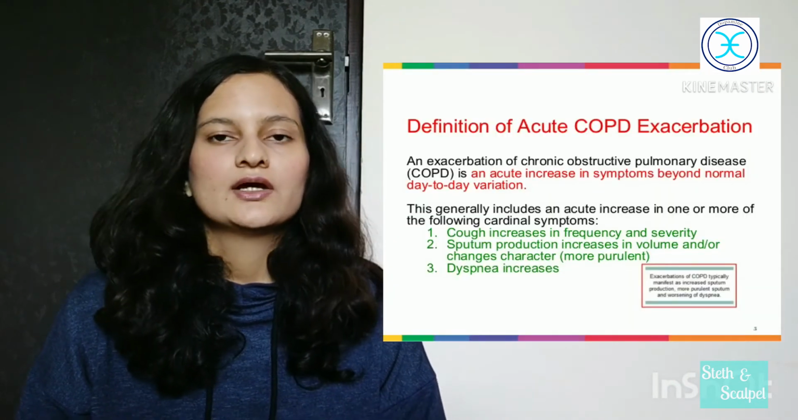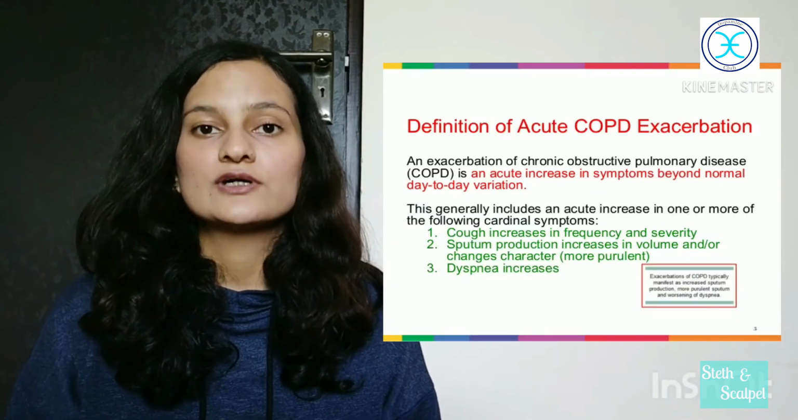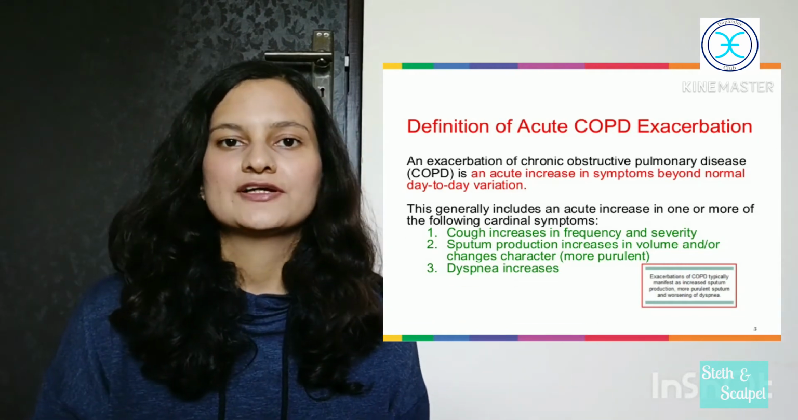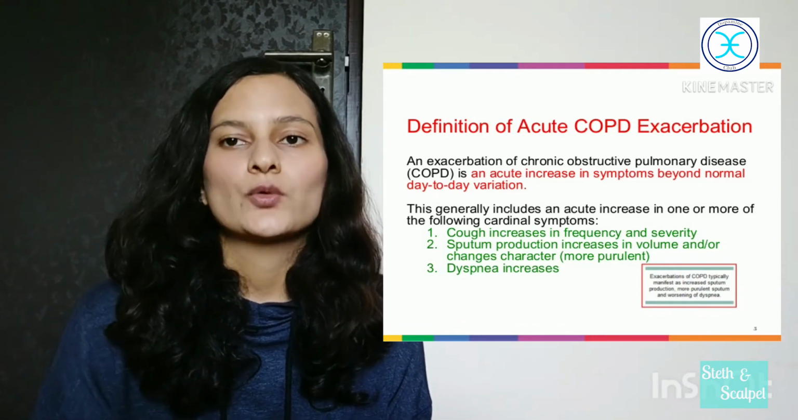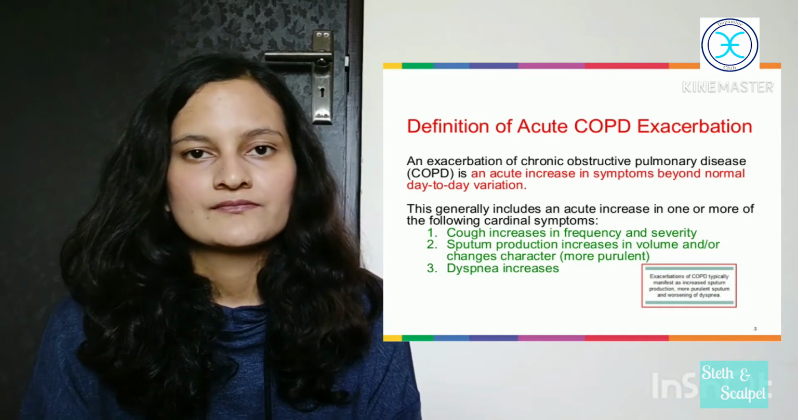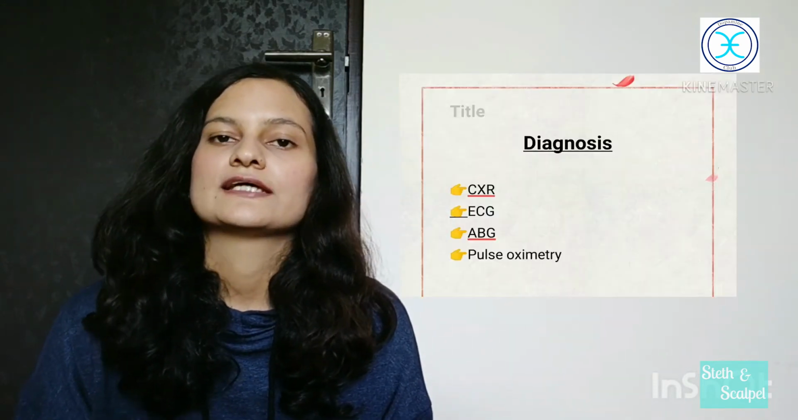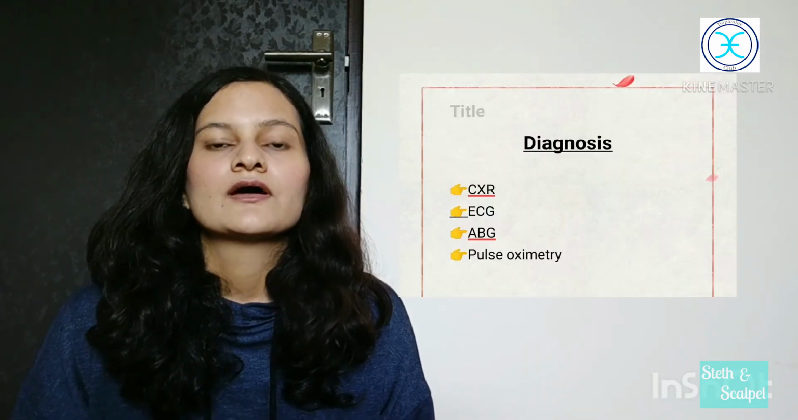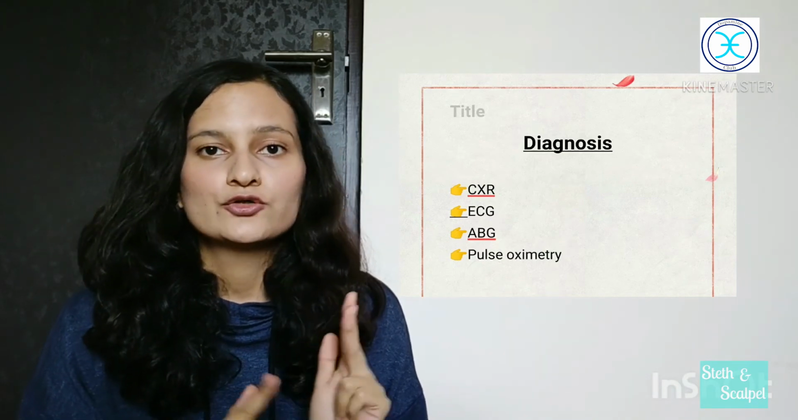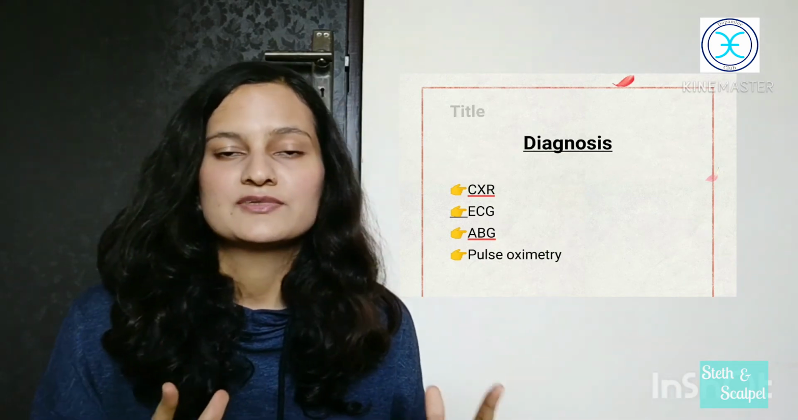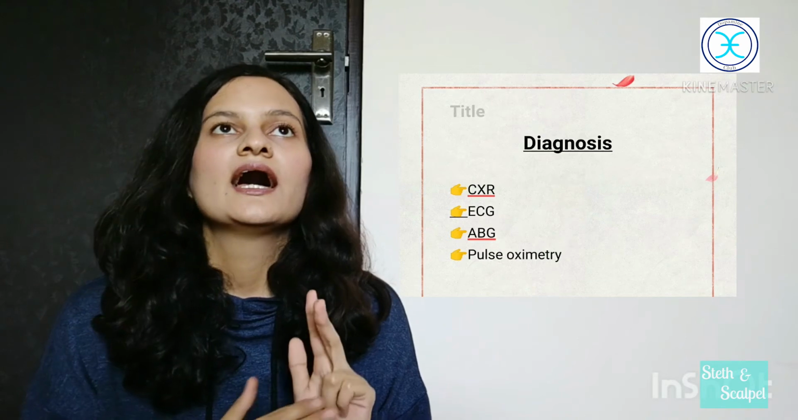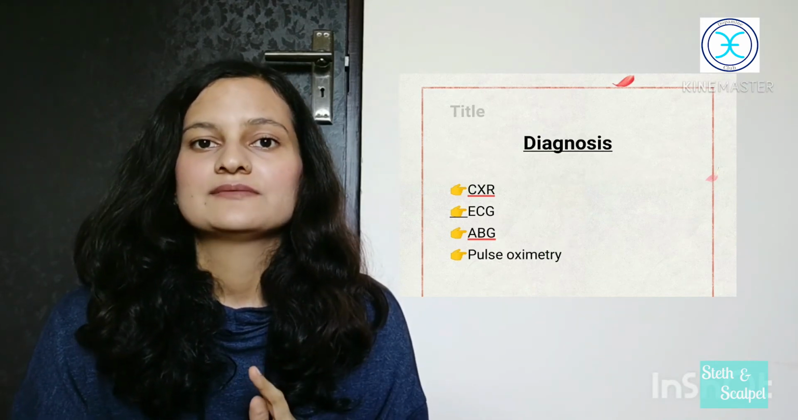Now there is something called COPD exacerbation, which is when the symptoms worsen beyond the normal day-to-day variation and the patient requires a change in medication. So for diagnosis, you can go with a chest X-ray or ECG, ECG only to rule out if any other cardiac problem is causing this exacerbation. And you can go with ABG, that is arterial blood gas analysis.